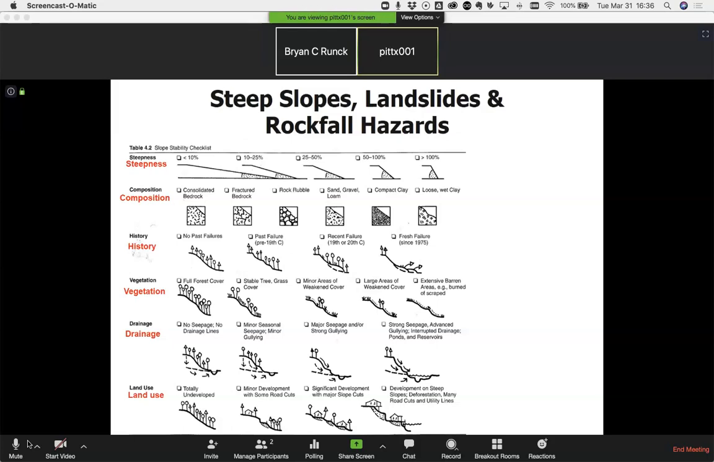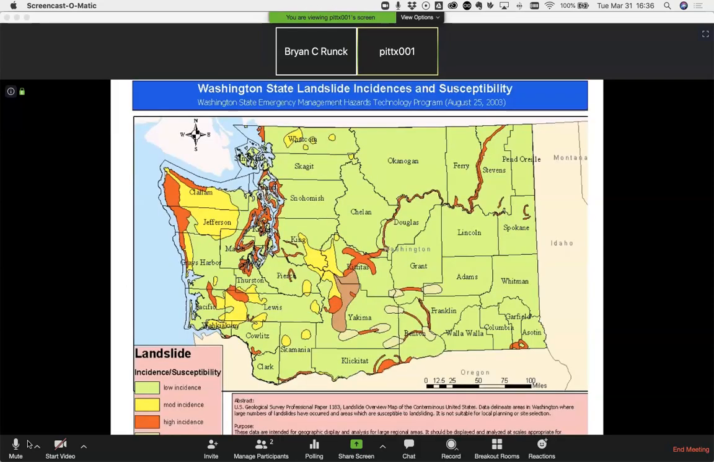Also, land use activity, where we have totally undeveloped slopes, the likelihood of slope failure is less than in situations where the slope is completely developed, because there's an inordinate amount of force being exerted on the slope itself.